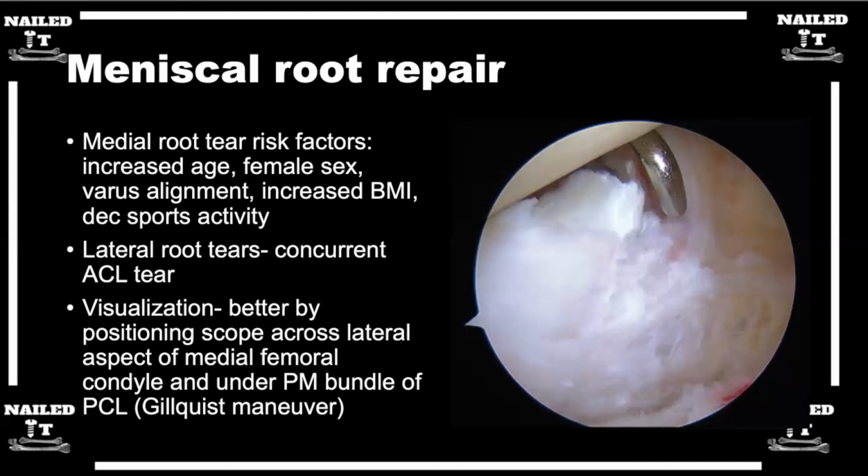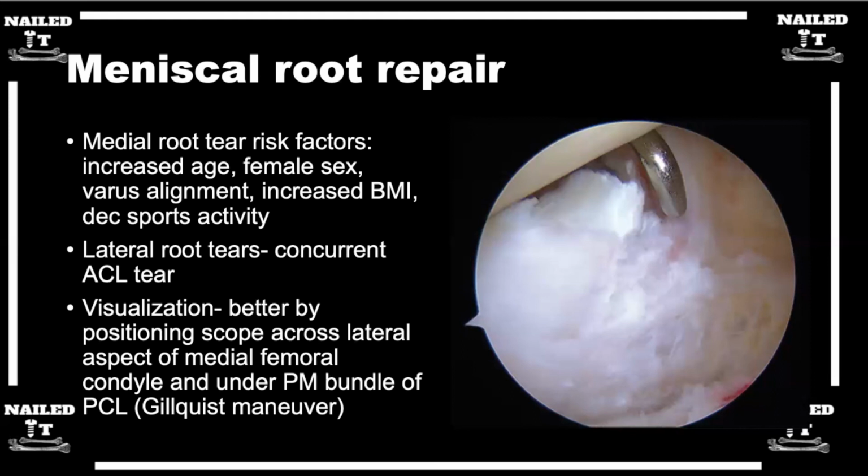Yeah. And speaking of that, any tips with the arthroscope in order to clearly visualize that root tear? You can view it again from either portal. You can trephinate the MCL as well to get a better exposure of the medial compartment as a whole. You have written here, better positioning of the scope across the lateral aspect of the medial femoral condyle and under the back of the PCL would certainly help to see a little bit better, getting it back towards the back of the knee.